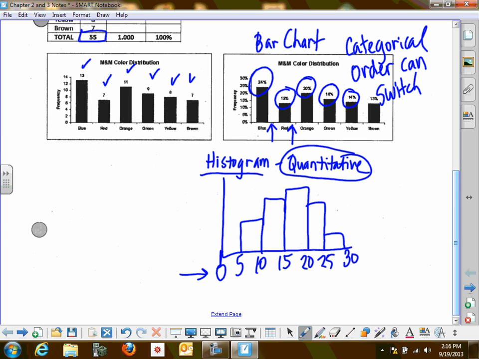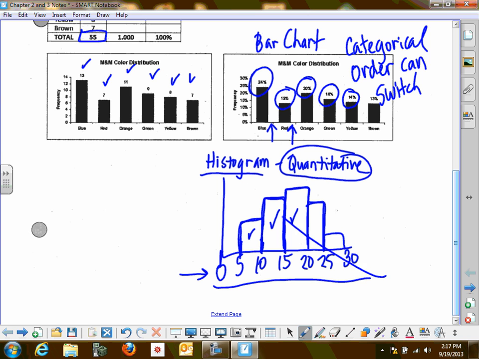So this is 0 up to 5. This is 5, and everything in this bar here is 5 up to 10, and this bar is 10 up to 15, but not including 15, and so on. So it's in numerical order. That's a histogram. Do you see how these bars touch? Because they go right up to the next value. Here they do not on bar charts. Okay, so be aware of that.